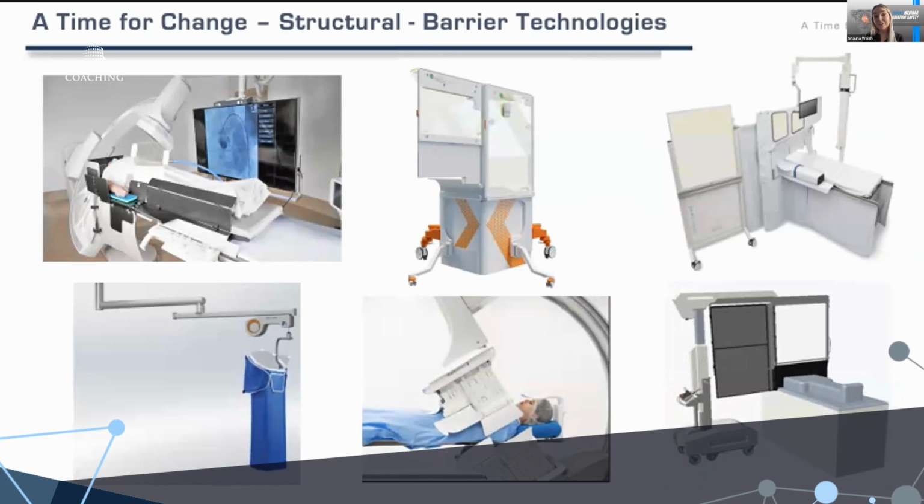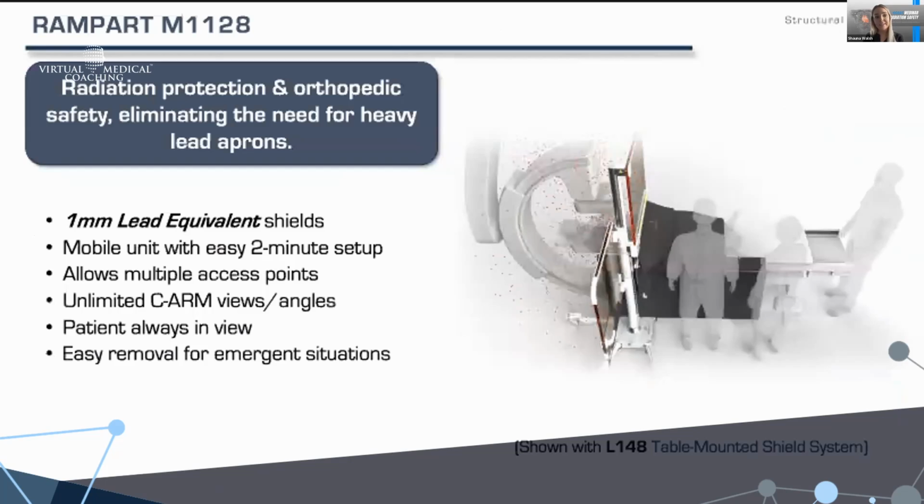structural barrier technology now available to us. So we have a selection of different companies there. To talk to you a little bit more about RAMPART. RAMPART is a system that is wheeled over the patient. It comprises 1 millimeter lead equivalent acrylic panels, so double the attenuation of your mobile shield. It's a really quick setup. It probably takes 45 seconds to drape. It's 3 bags, and that's typically done by the scrub nurse as the physician is getting access.